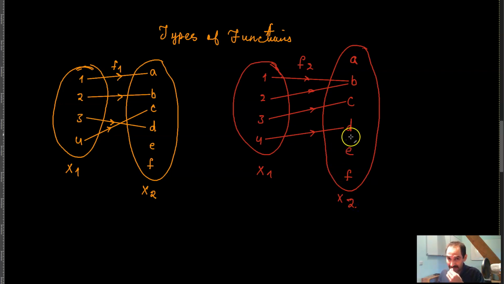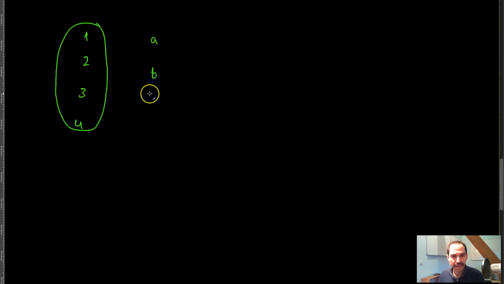And you could have another type of situation where, for example, you have 1, 2, 3 and 4. And then over here you could have A, B and C. So this is another set, for example, X1 and X3. And then 1 and 2 have been mapped to A, and 3 has been mapped to B, and 4 has been mapped to C, and this is called F3.